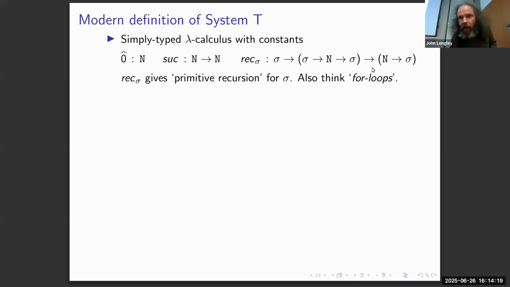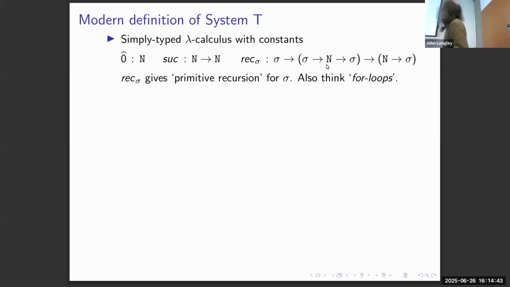If you want to produce a function from n to type sigma, it's enough if you give a starting value of type sigma and a way of getting from your previous value, your value for n, to your value for n plus 1, where you're also allowed to use what n is. So this is basically a kind of primitive recursion operator for a general type sigma.